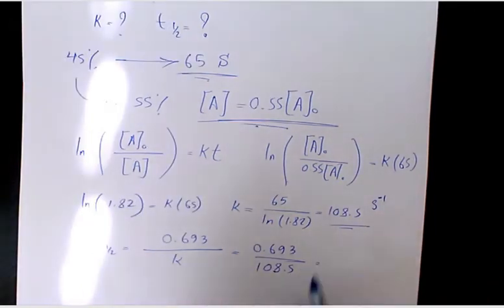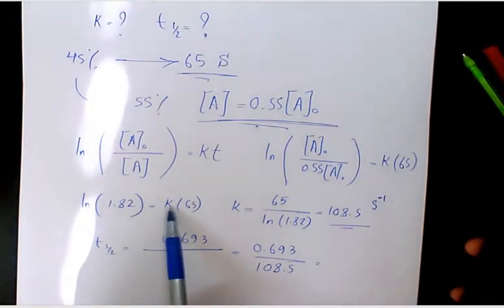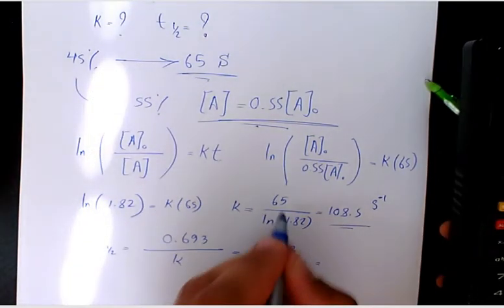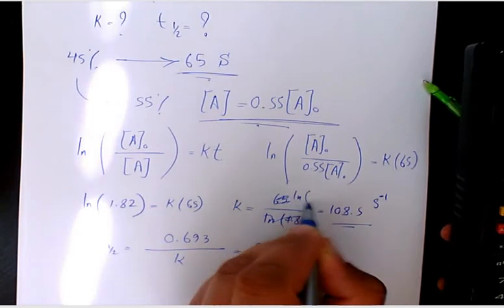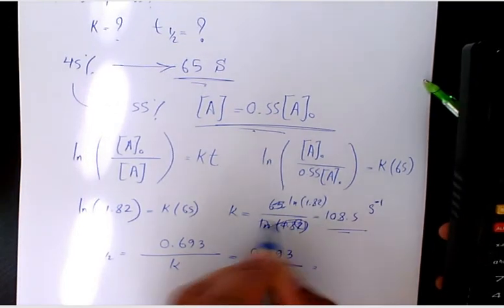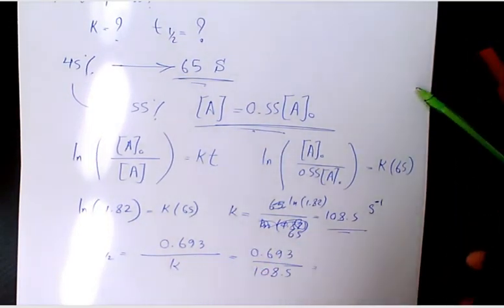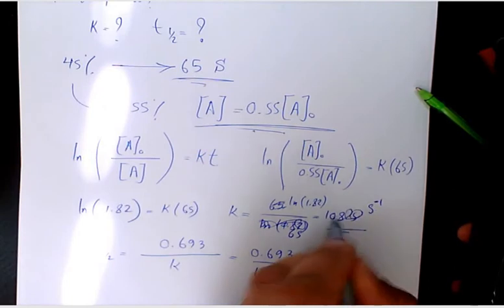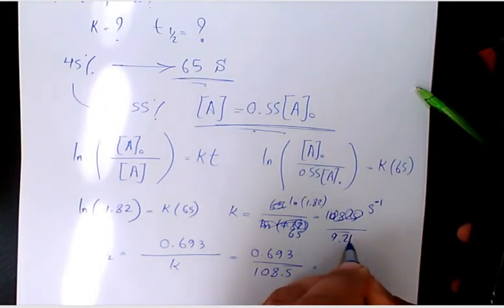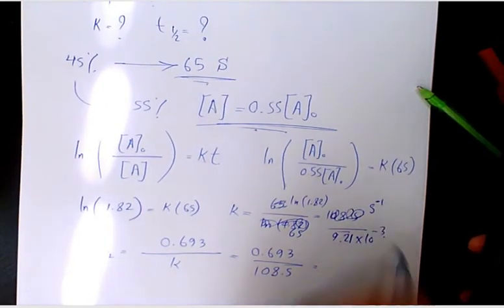So here I made a mistake. It's k equals ln(1.82) divided by 65. So ln(1.82) divided by 65 is going to be 9.21 times 10 to the power of negative 3.